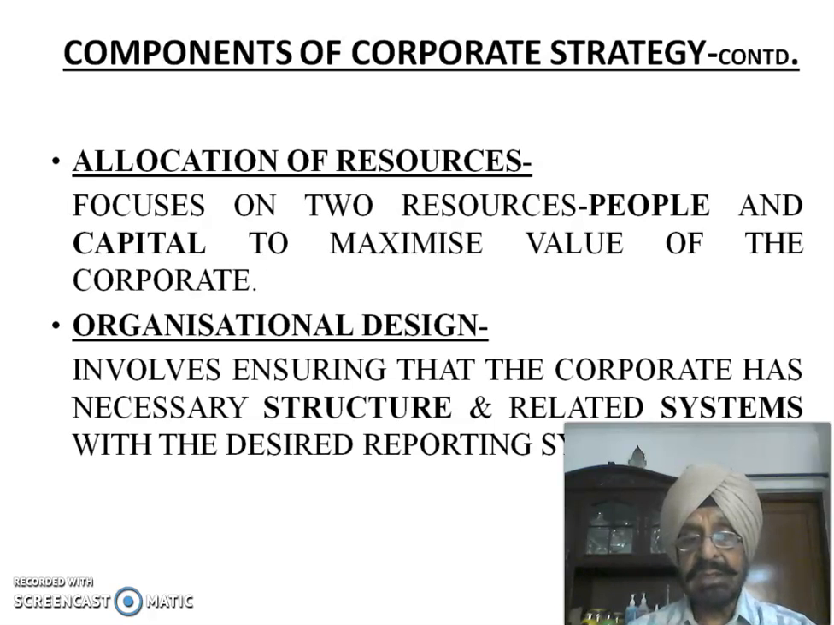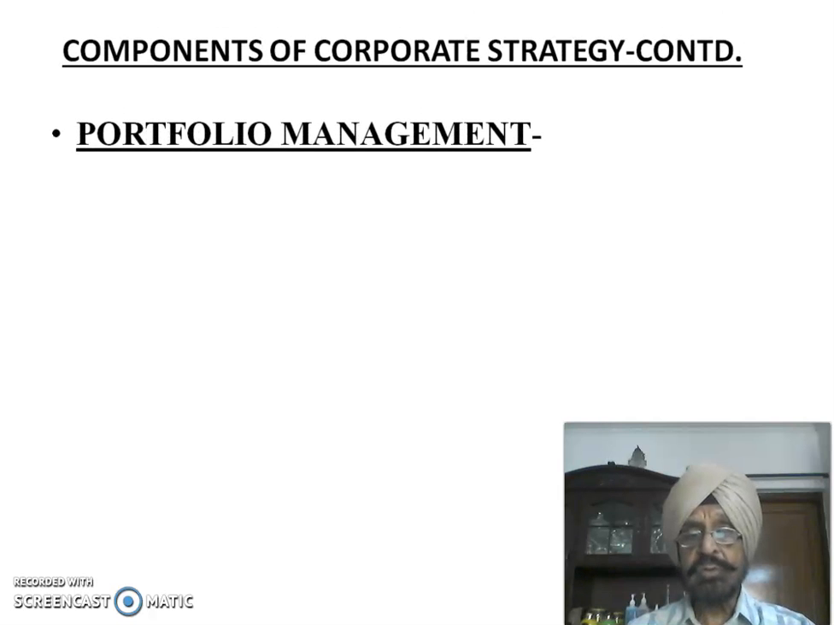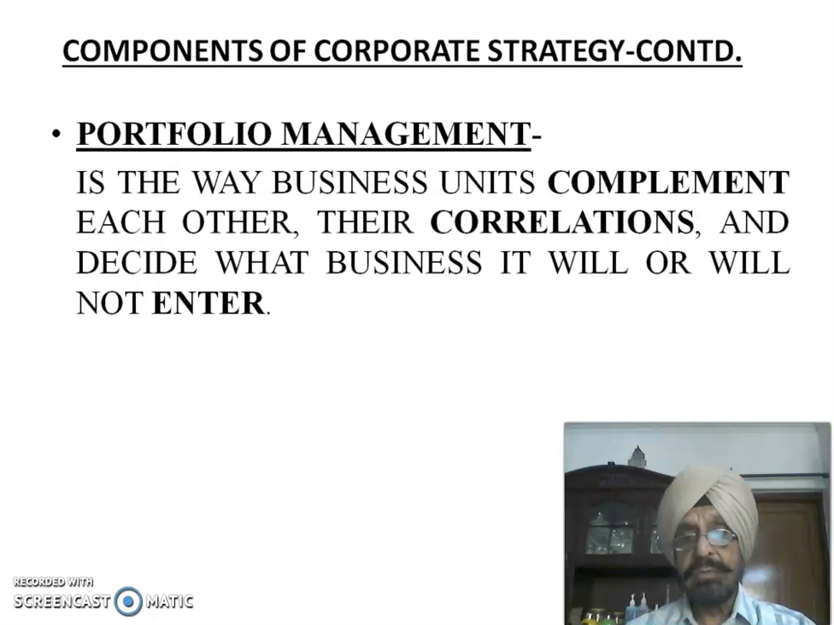The third that we have seen is portfolio management. Let us see what it means. Portfolio management is the way business units complement each other, their correlation, and deciding what business it will or will not enter. In simple terms, portfolio management of a particular business is how much to be spent, how much is to be reduced, how it will complement the other businesses, what its relation to the other businesses will be, and where we should enter. So it is where the investments are required, and some cash flows are also to be taken into consideration for that.